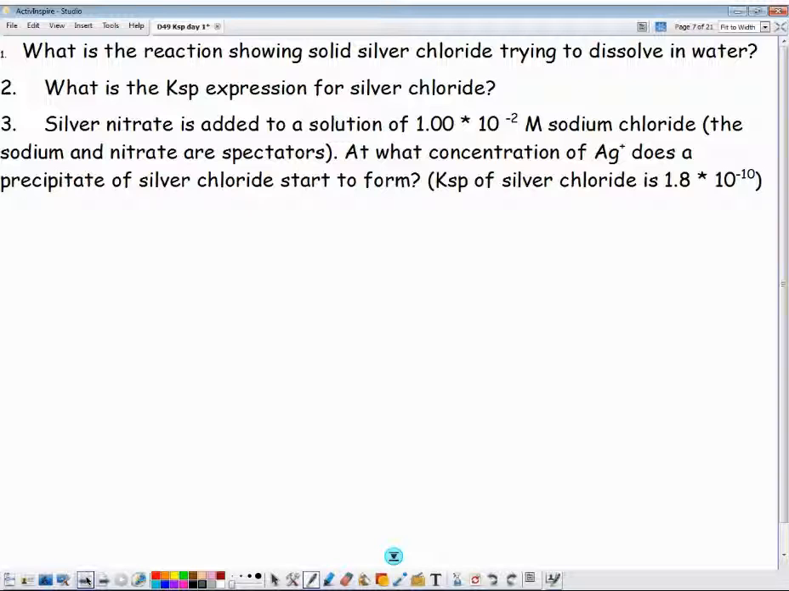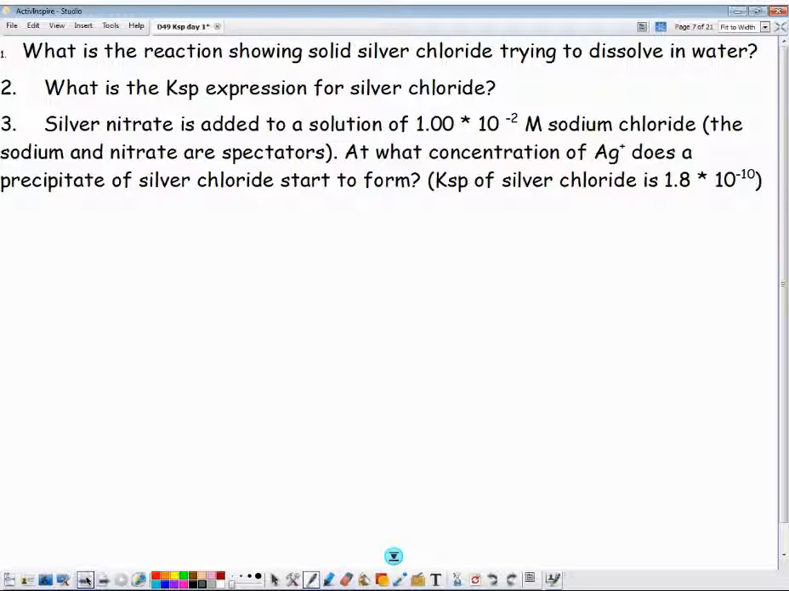But the third one here says silver nitrate is added to a solution that already has 1 times 10 to the minus 2 molar sodium chloride. I put in parentheses that the sodium and the nitrate are going to spectate. But you've got to be able to handle taking 2 different ionic compounds, putting them together, and looking at only the insoluble guy. So you're going to ignore sodium and nitrate from both of these 2 different sources and focus on the silver and the chloride. That's where your solubility rules come into play. Sodium and nitrate are always soluble, so in this chapter they're always going to spectate. So I can cross them out.